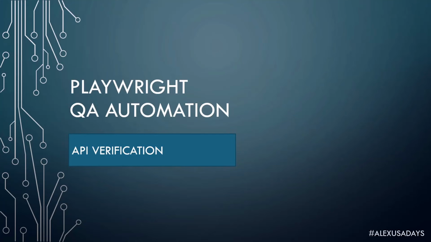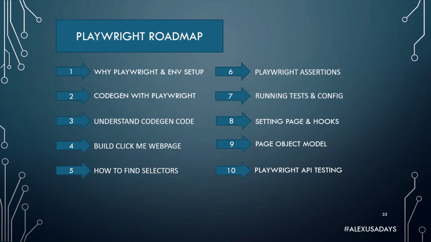Now we're going to do API verification. So this is module 10, Playwright API testing, and this is the last module in the series. After we're done with this module, you should be all set to get started with Playwright automation. The whole series should give you a very solid foundation, so you should be ready for a work project or any sort of Playwright automation you're trying to start on.